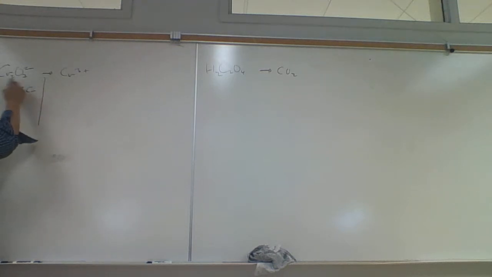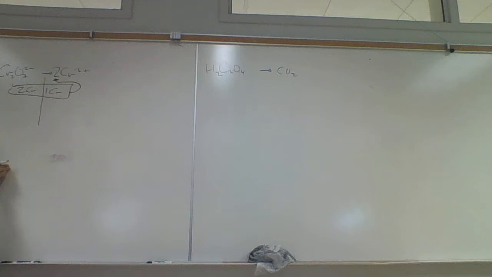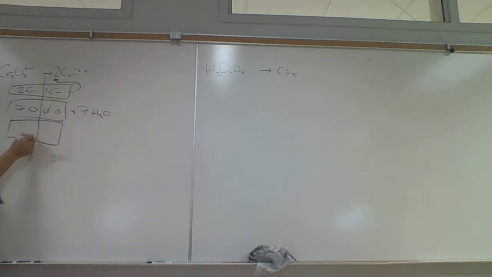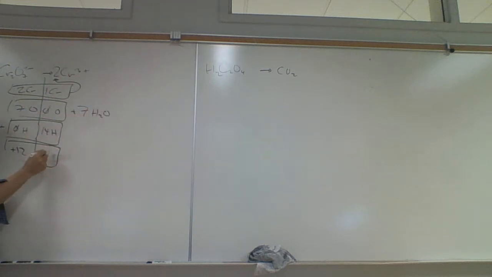So I got 2 chromiums here. And it's so fast to balance this, 1 chromium, so we have to go to 2 chromium 3s. And then I got 7 oxygens here, 0 oxygens here, so I add 7 waters here. And then I have 14 hydrogens on the right, and I have 0 hydrogens on the left, so I just go 14H plus here. And then let's look at the charge. -2 plus 14 gives us plus 12. Plus 3 times 2 is plus 6, plus 0 is just plus 6.